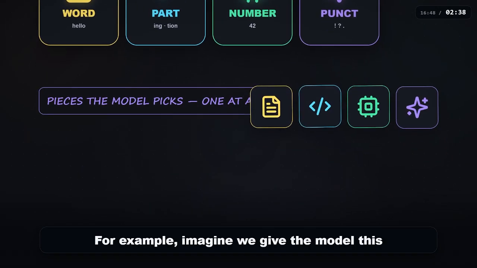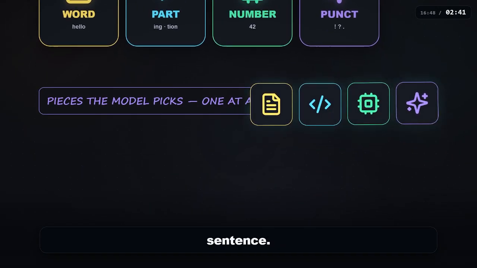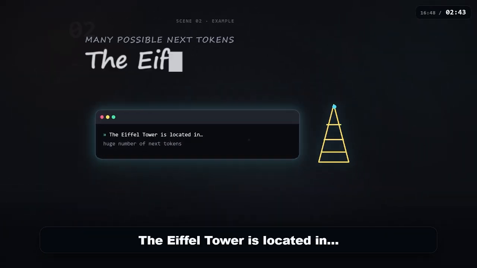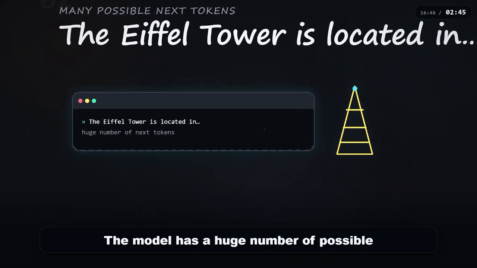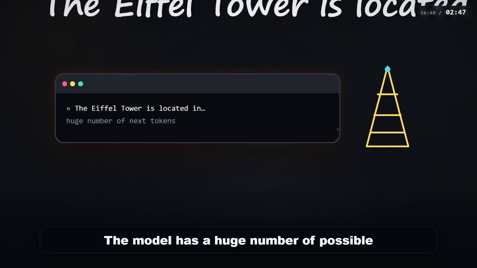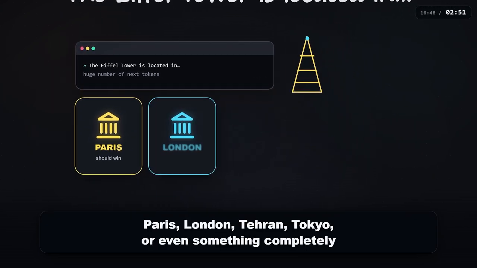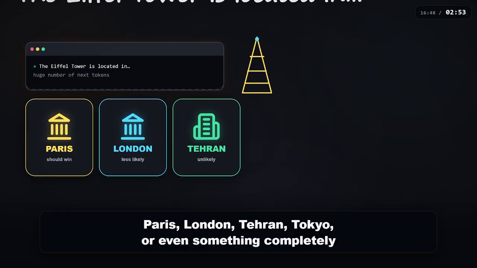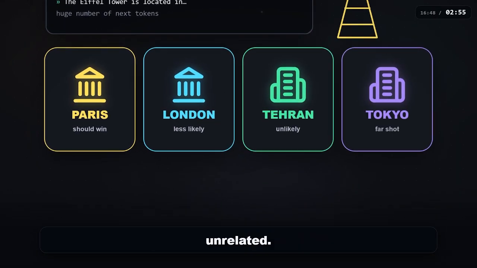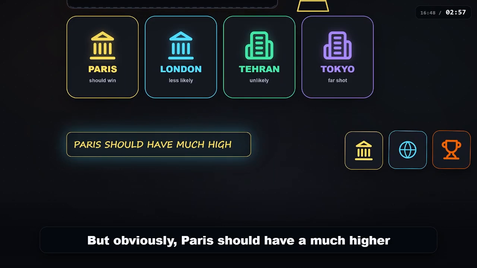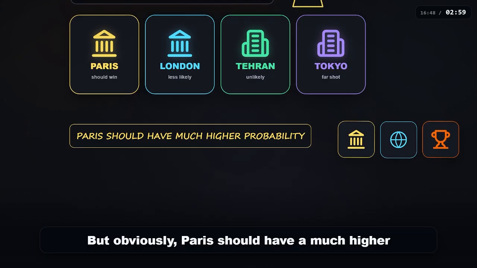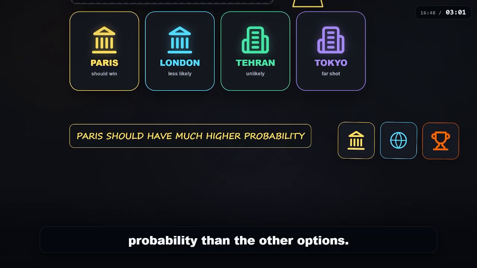For example, imagine we give the model this sentence: The Eiffel Tower is located in... The model has a huge number of possible next tokens. Paris, London, Tehran, Tokyo, or even something completely unrelated. But obviously, Paris should have a much higher probability than the other options.